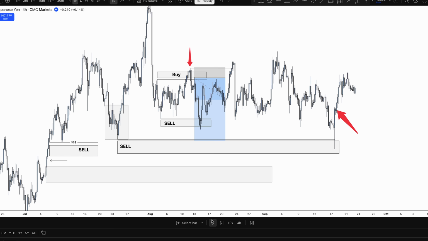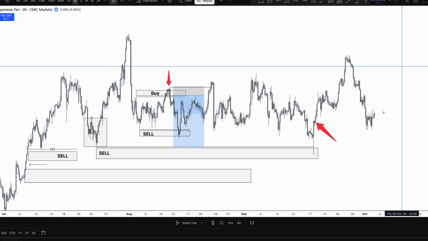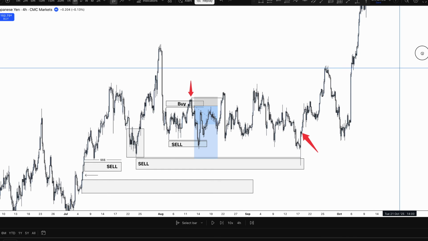Now, if we see what happens from this point onwards, we actually go and take out the highs entirely, creating a very nice bullish movement for UJ. And this actually fueled then the next movement up.